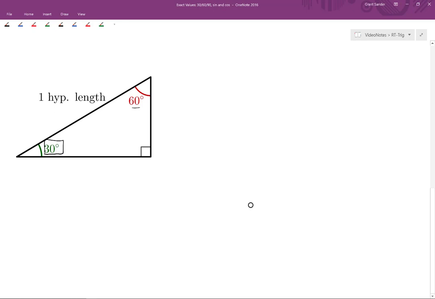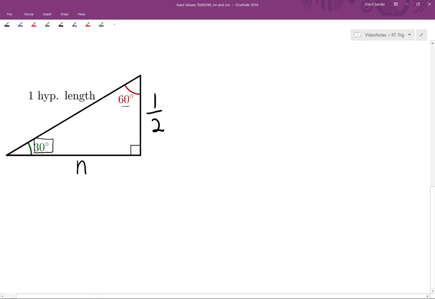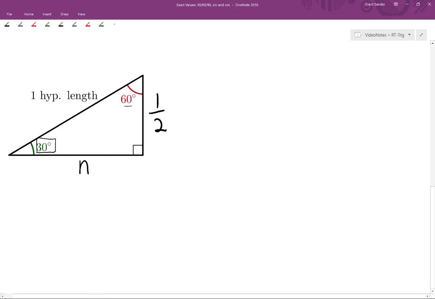Now without going into a proof, one very convenient fact about 30, 60, 90 triangles is this shorter side length is always 1/2 hypotenuse length long. So if we have a hypotenuse that's 1 hypotenuse length long, the shorter side is always half of that length. Just a very convenient fact. Now if we look at this longer side, or the horizontal leg in this case, we'll just say it has a length of n hypotenuse lengths, and we'll find the value of n.